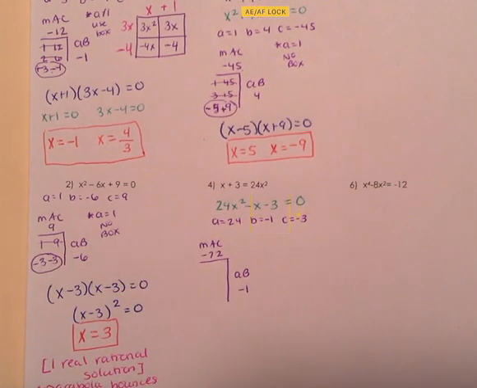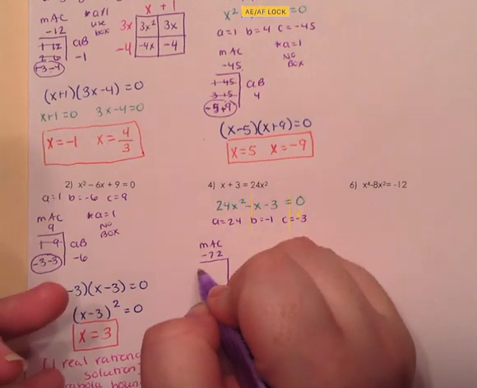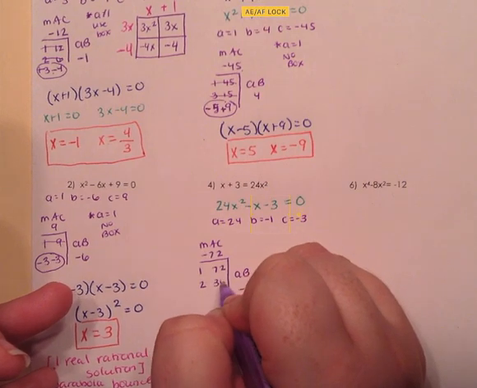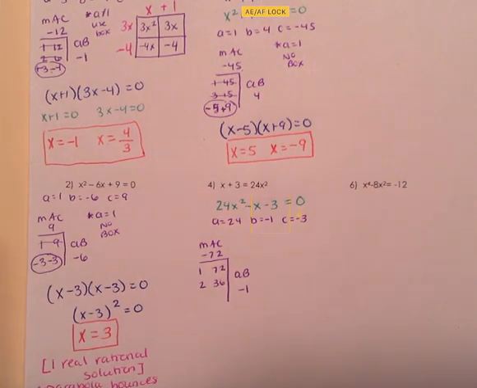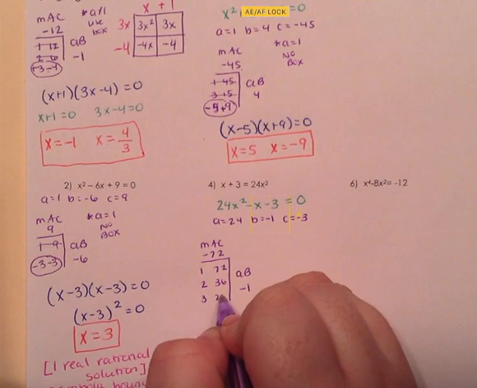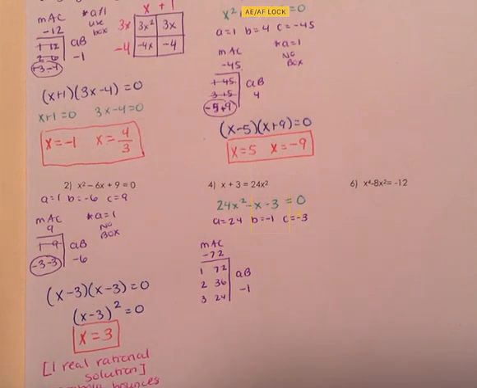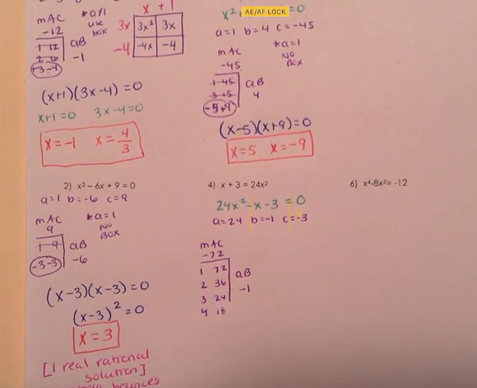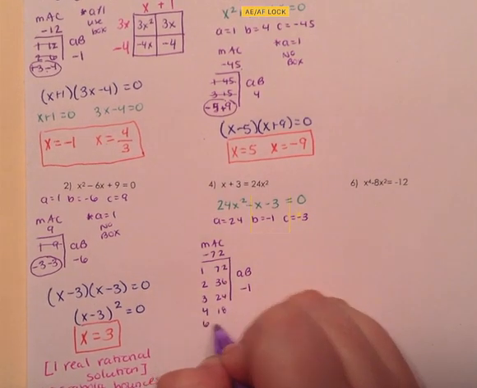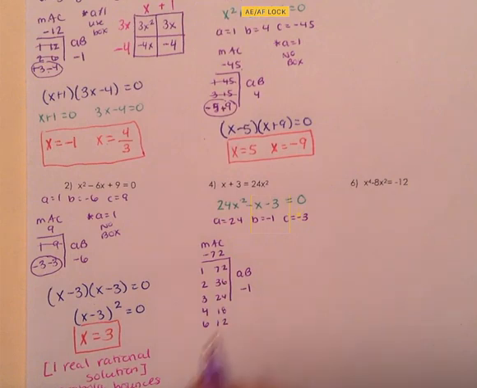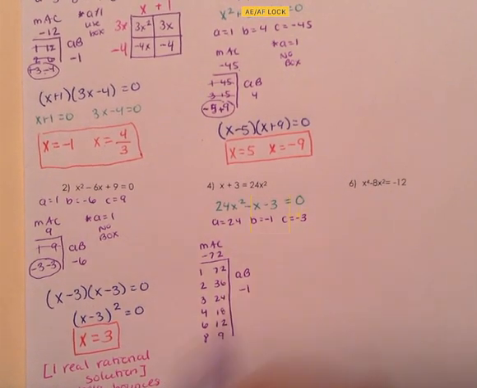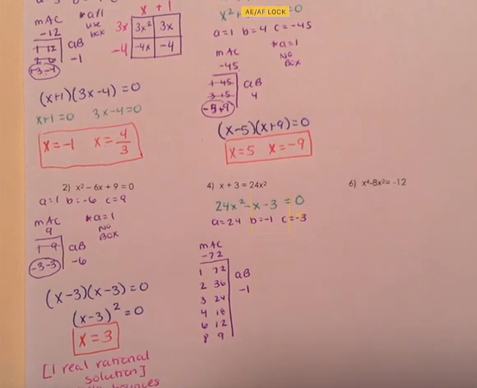So our MAC, since it's negative 72, we're going to have 1 and 72, 2 and 36, then 72 divided by 3 is 24, then we have 4 and 18, then we have 6 and 12, and then we have 8 and 9. And then that's all of your factors of 72.